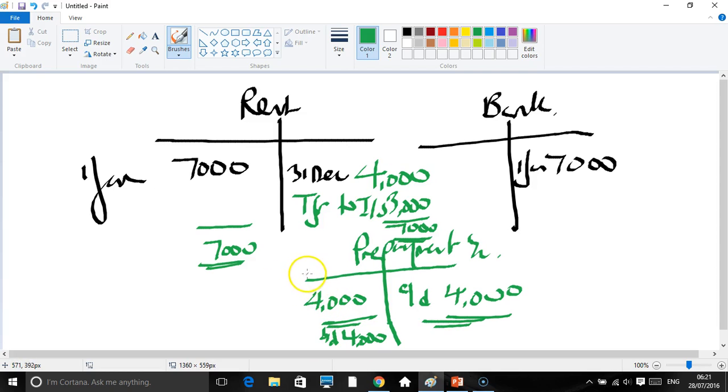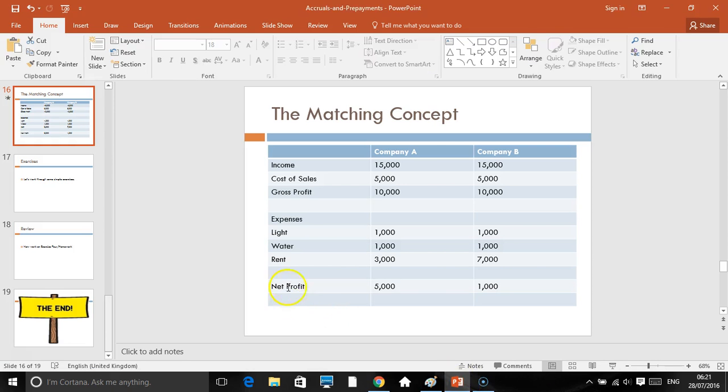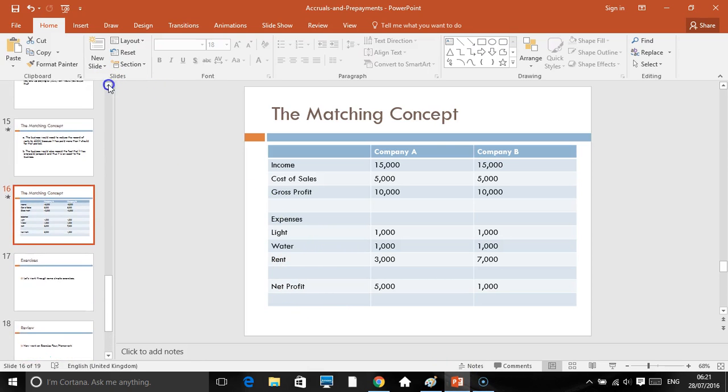And this is what's going on with the prepayment, the exact opposite. So you start the year knowing that you have a current asset in place that you can use towards your rental expense for the next year. Let's quickly go back to the slide and make sure we tie this up. There's an example that I want us to look at.